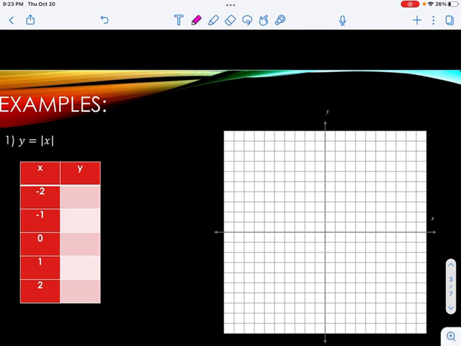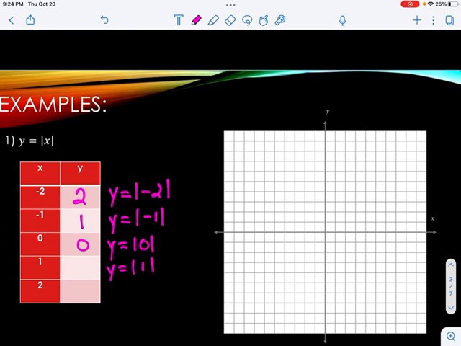All right, so here we go. Let's try this. It says y equals the absolute value of x. So what we simply do is plug in the value of x. In this first one, it's -2. Y equals the absolute value of -2. The absolute value of -2 is +2. Okay, now we move to the next one. The absolute value of -1 is +1. The absolute value of 0, that's 0. The absolute value of 1, that's 1. And the absolute value of 2, that's 2.